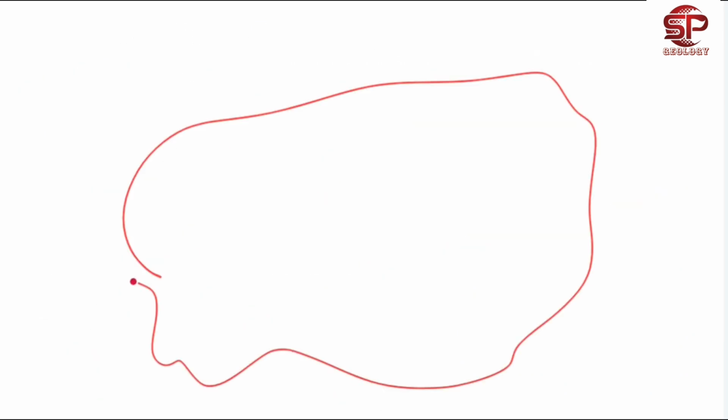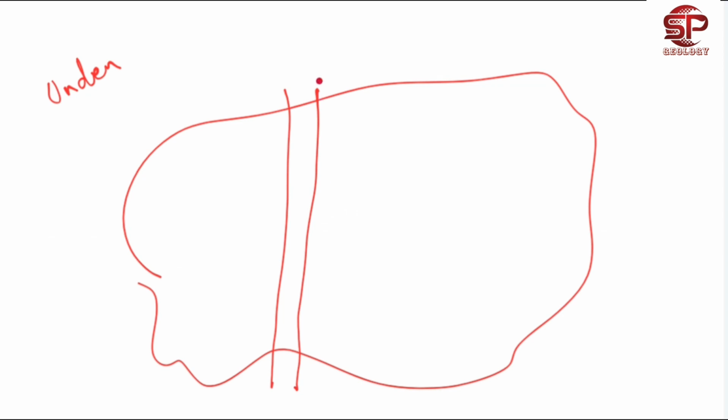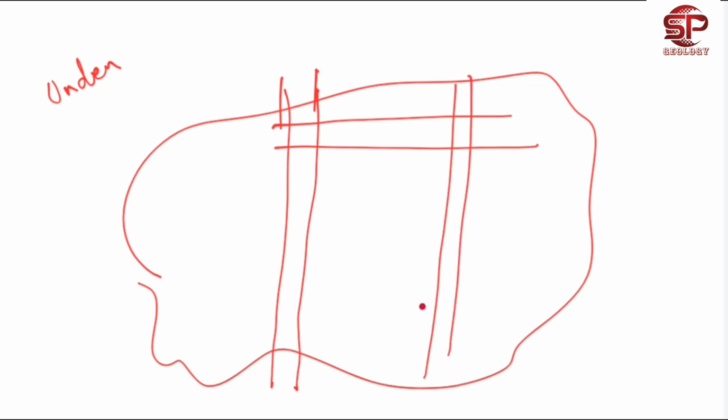If this is the ore body, what do they do? They just dig adits and drives. In underground terminology, you know the adits and drives from your BSc time. So adits and drives they cut in a rectangular or square fashion.